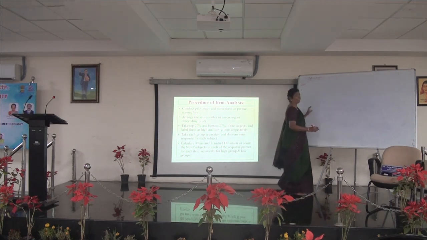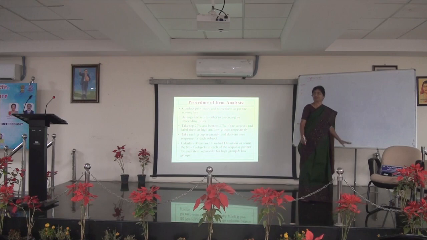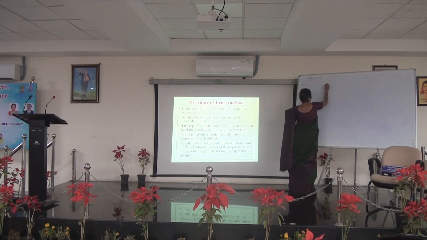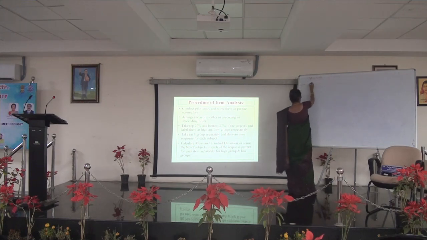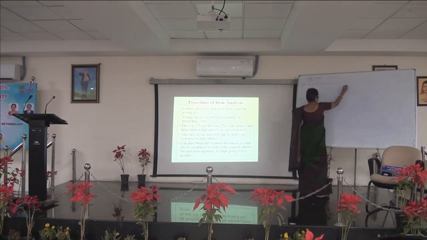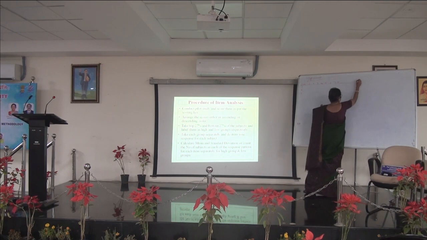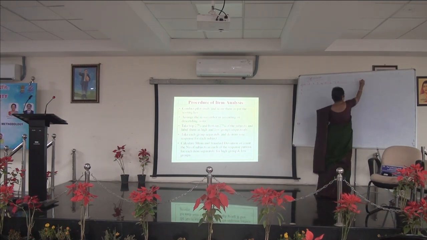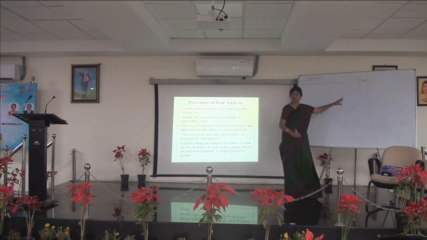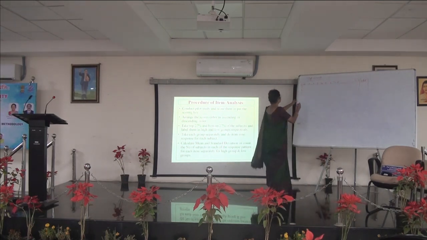Now, how many items are in our tool? 50 items. So item 1, item 2, item 3, item 4, item 5, up to 50, the total. Okay?